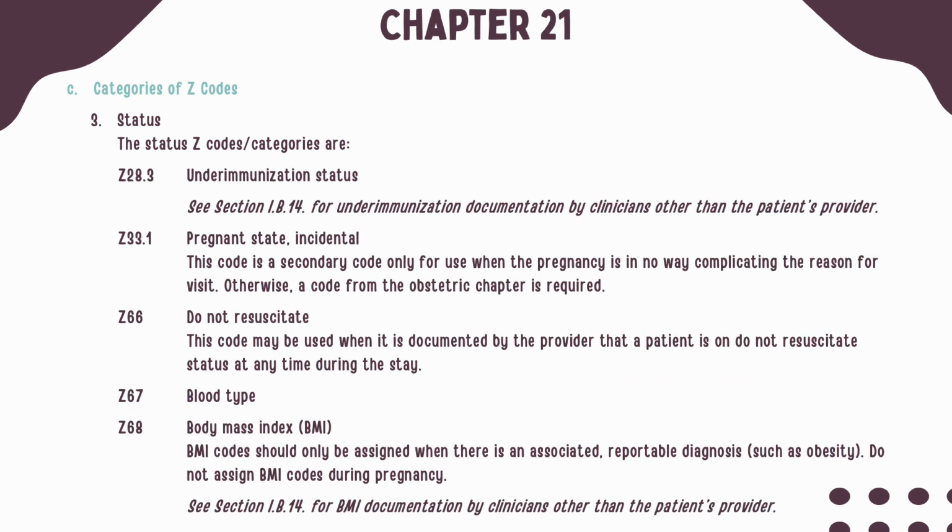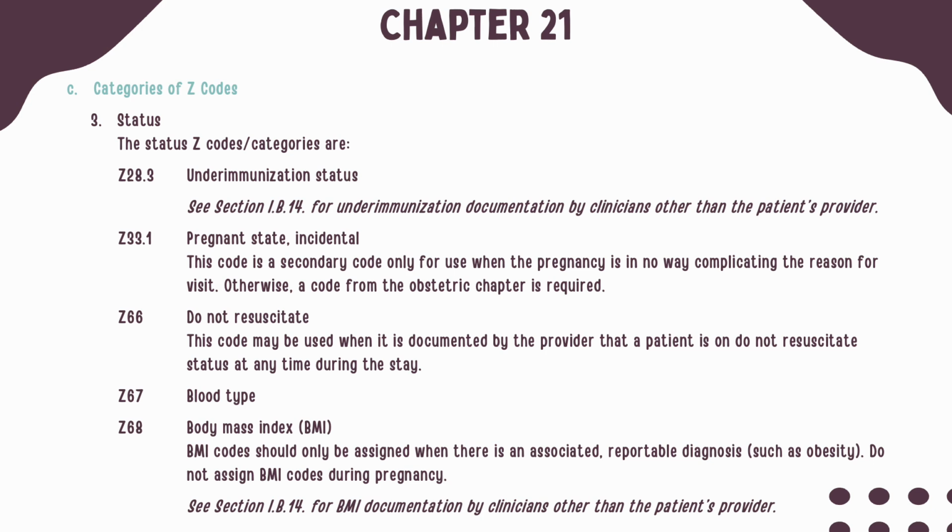Code Z28.3 is to be used for patients who are under-immunized. Code Z33.1 is for use as a secondary code, only for use when the pregnancy is in no way complicating the reason for the visit. If this is not specifically stated, a code from Chapter 15 is required.